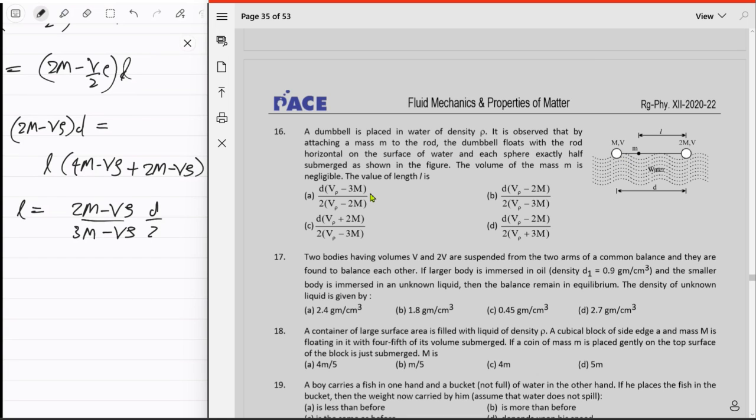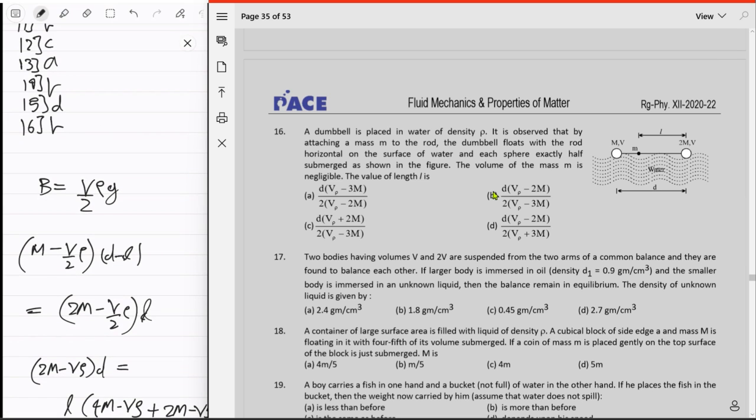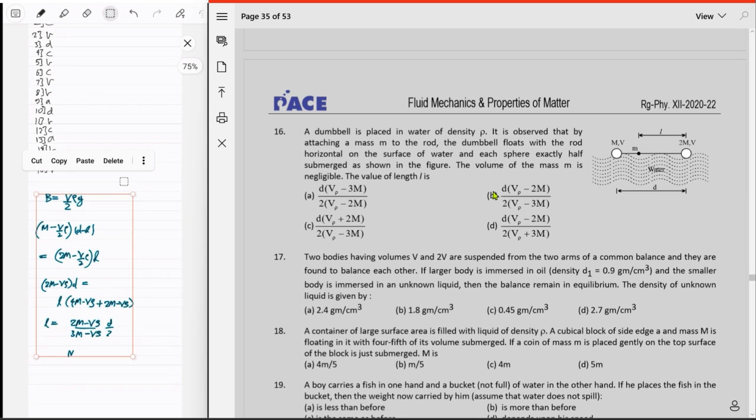So that's the thing: 2m minus V rho, or you can also write it as V rho minus 2m upon V rho minus 3m, which is B. Next question. 17th.